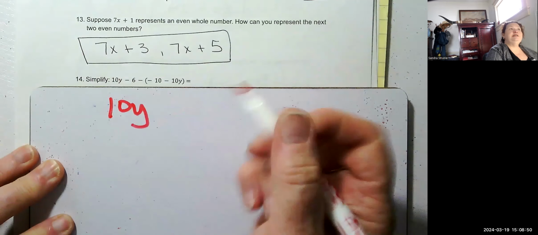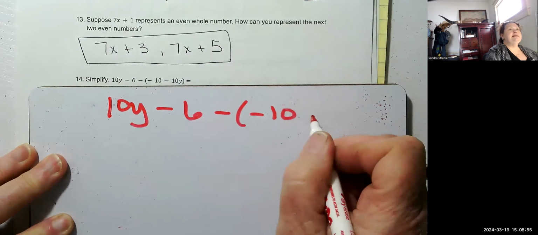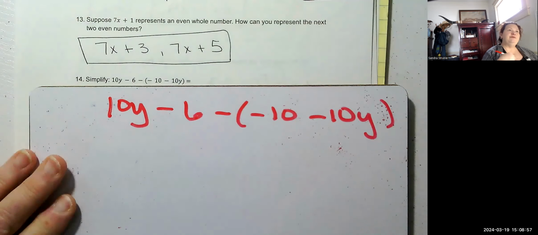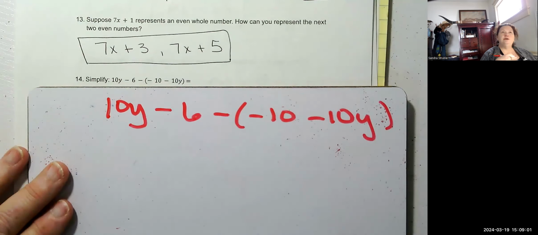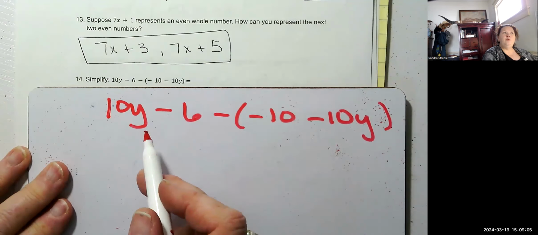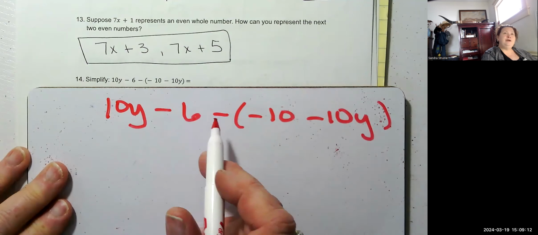10y, we're going to just simplify, minus 6 minus negative 10 minus 10y. The thing that worries me about this one is that a lot of you added your variable terms that were not like terms. If you've got a y with one and you don't with another one, you can't combine those 2 numbers unless they're multiplied. Adding and subtracting, you cannot do that.